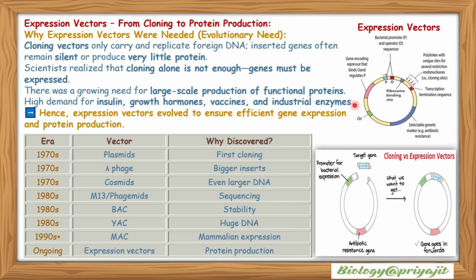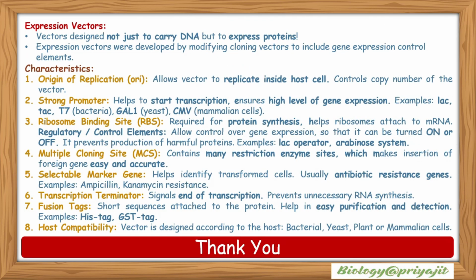This is the image showing the expression vector, and this is the process of how a cloning vector is converted into an expression vector. This is the table showing the evolution of different vectors and why they were discovered one by one. So expression vectors are basically vectors designed not just to carry DNA but to express proteins. Expression vectors were developed by modifying cloning vectors to include gene expression control elements.